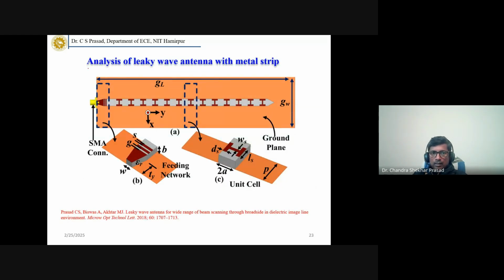So here one example is, this part is your leaky wave antenna. This is a dielectric image line, and here the perturbation is metal. This is a metal strip, so this is H-shaped. This is a published paper in MOTL. So why is this H-shaped? I'll show why.